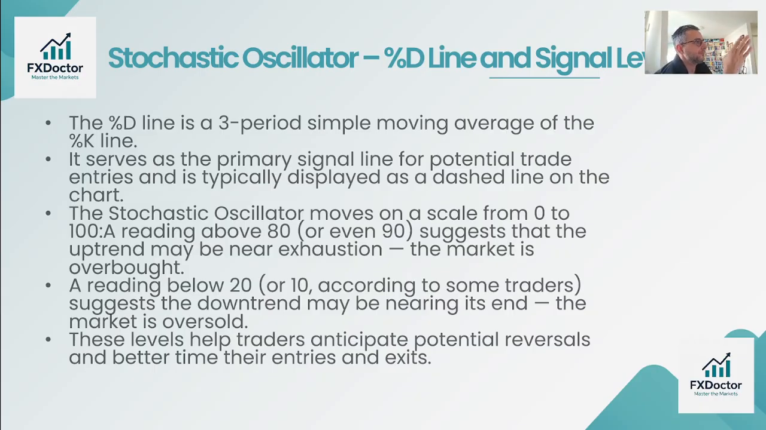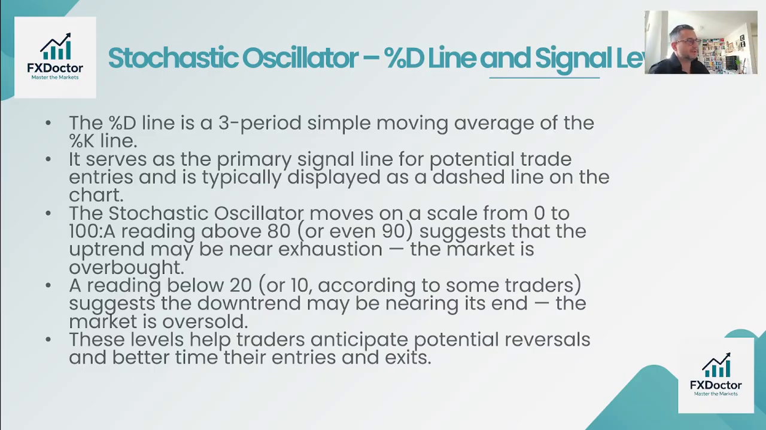Okay. D line is a 3-period simple moving average of the K line. It serves as the primary signal for potential trade entries and is typically displayed as a dashed line on the chart. It moves on a scale from 0 to 100. Above 80 or even 90 suggests that the uptrend may be near exhaustion.